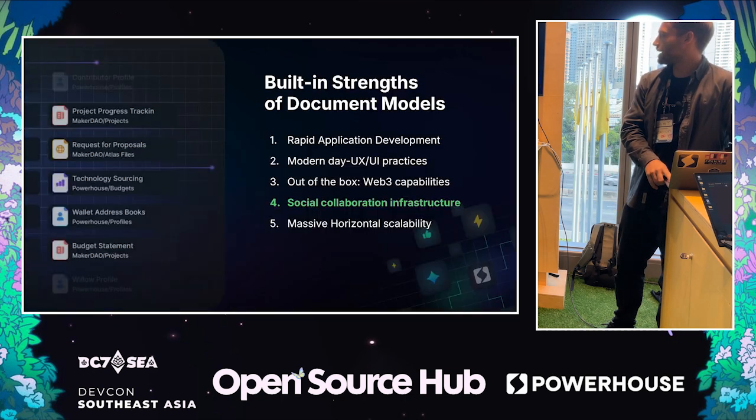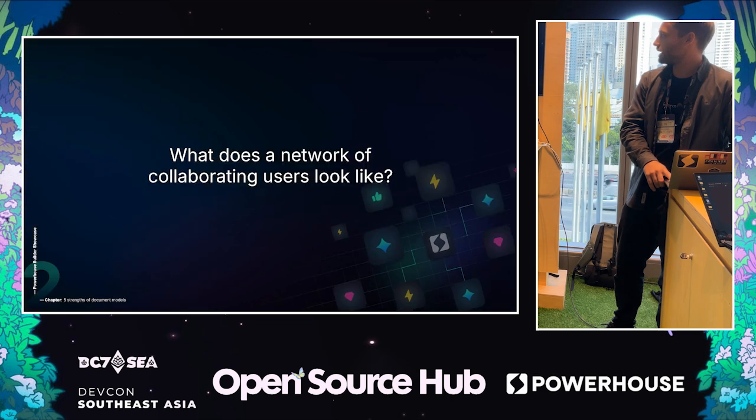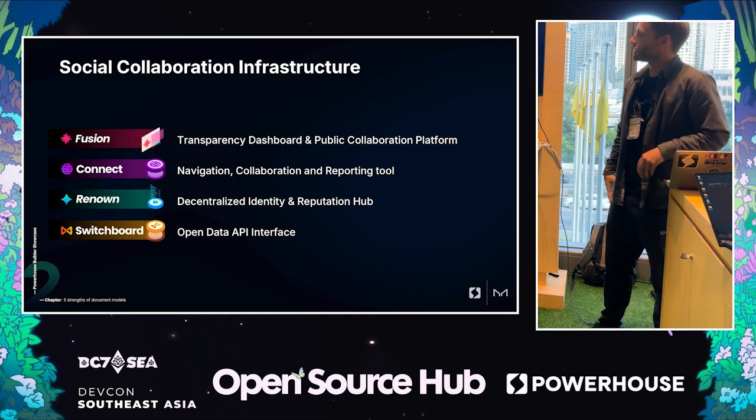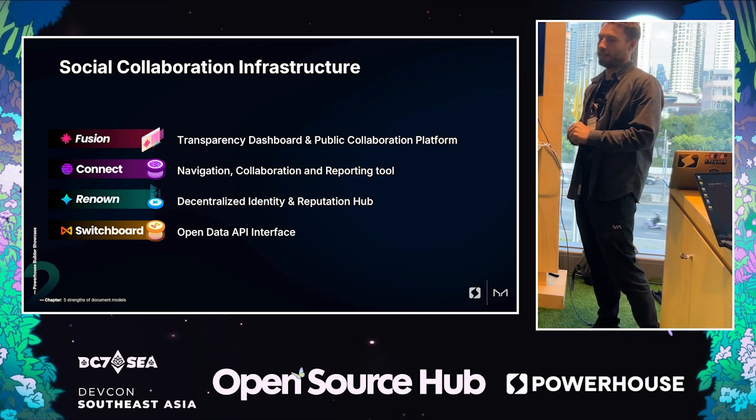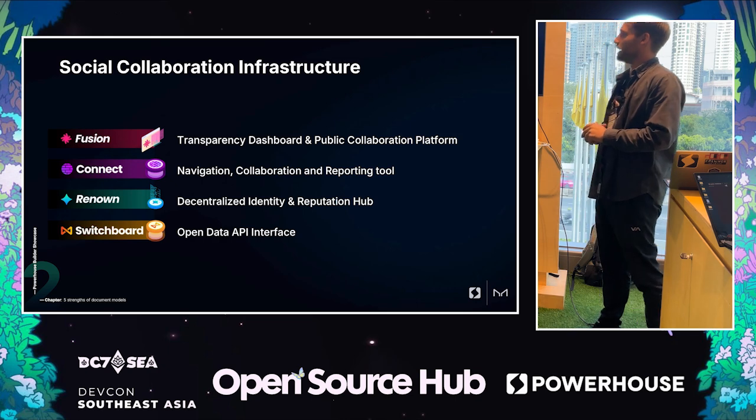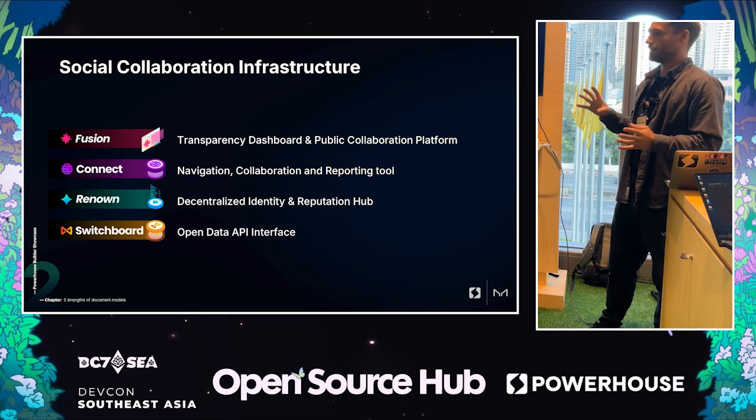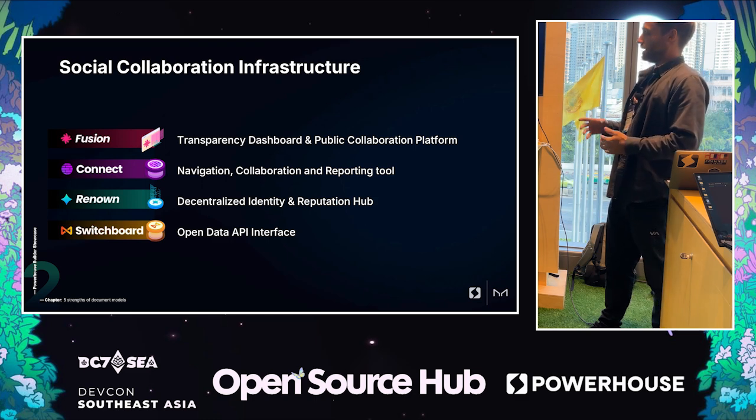Then the social collaboration infrastructure, which might be the most interesting, since I'll be introducing some of the native apps that these document models run on and that we've been building in the past 1.5 years. So there's 4 main apps, Fusion being a transparency dashboard and public collaboration platform, which is currently being used by Maker Sky to show all of the latest states of their DAO.